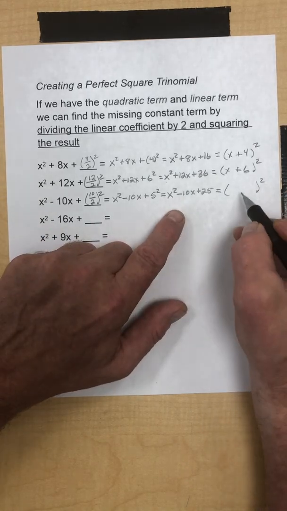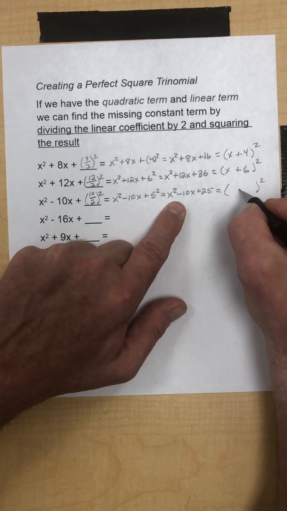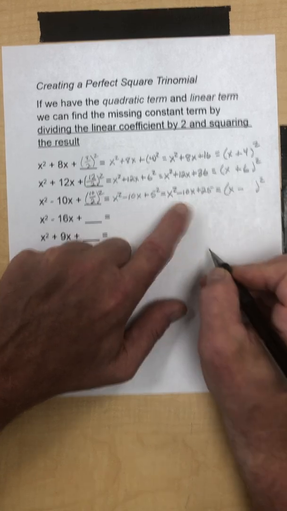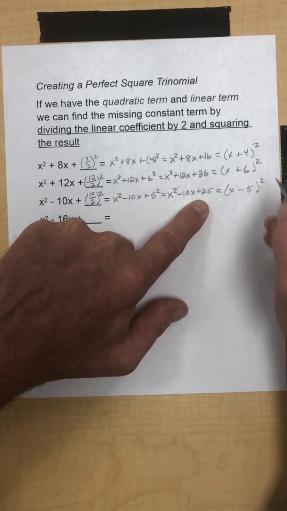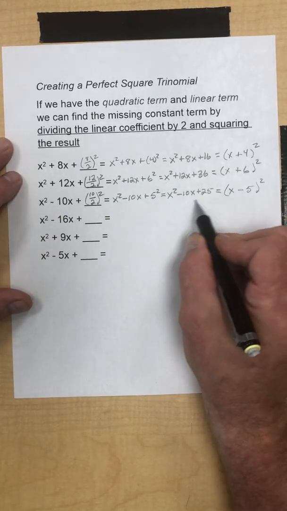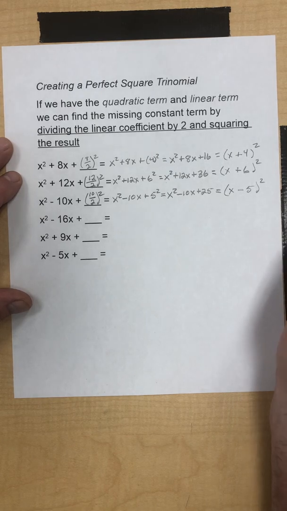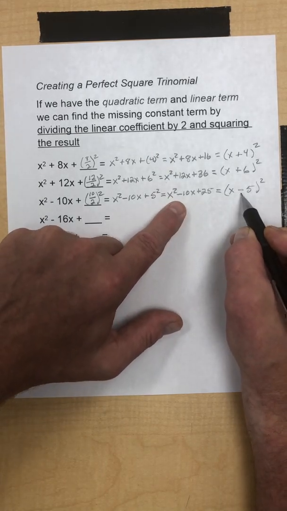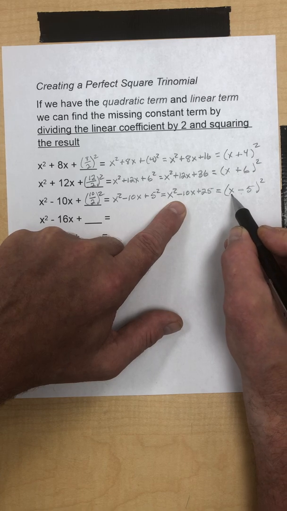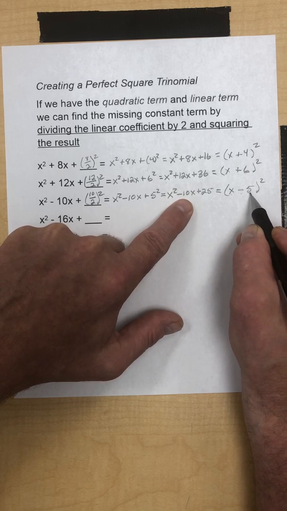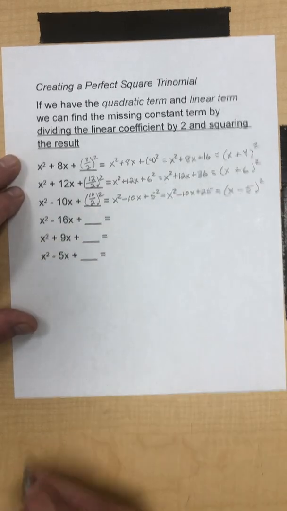Okay, so the sign here is the sign of the middle term, so that'd be minus. Square root of x squared is x. Square root of 25 is 5. And you got it. And again, we could expand this and make sure we get x squared minus 10x plus 25. So first term squared is x squared. Bring the sign over. Middle term will be 2 times x times 5. That's 10x. Plus second term squared. 5 squared is 25. We're good.